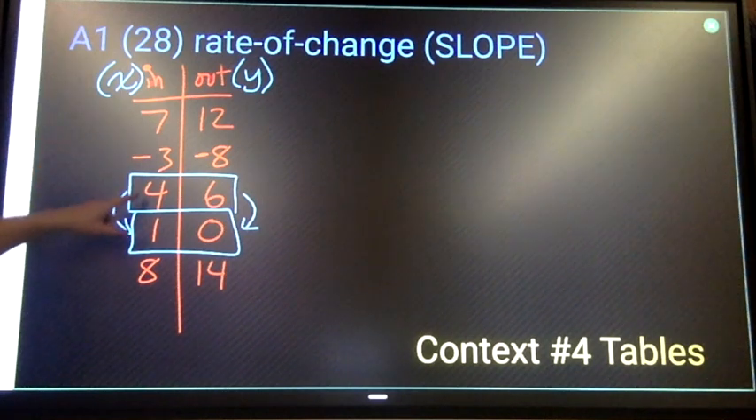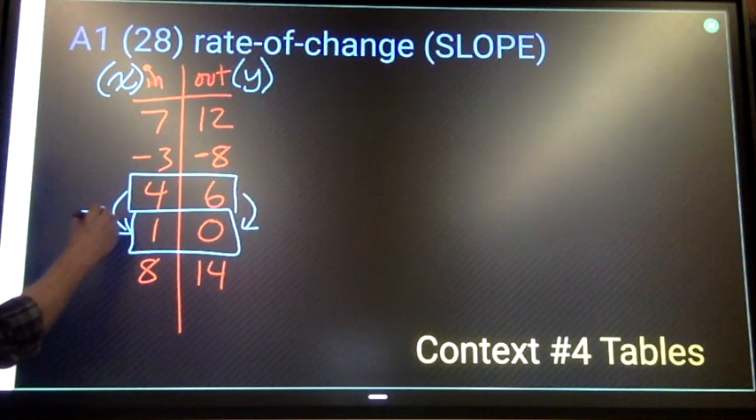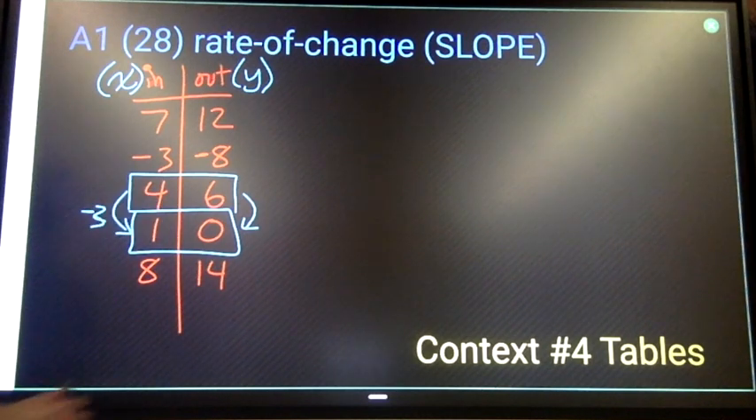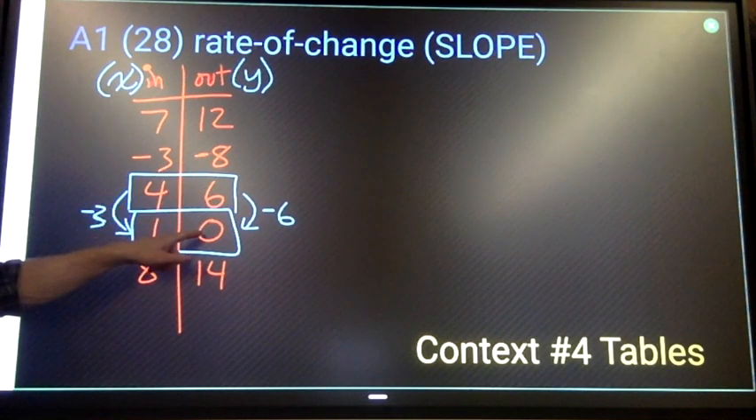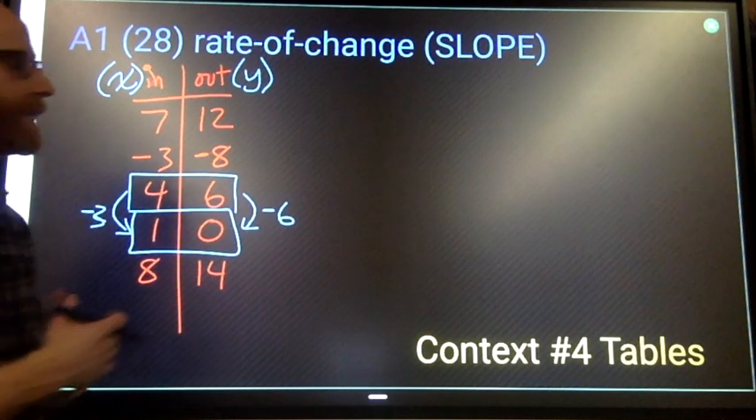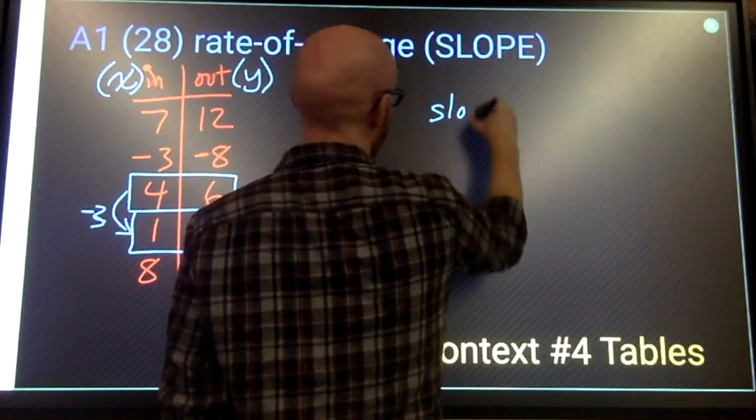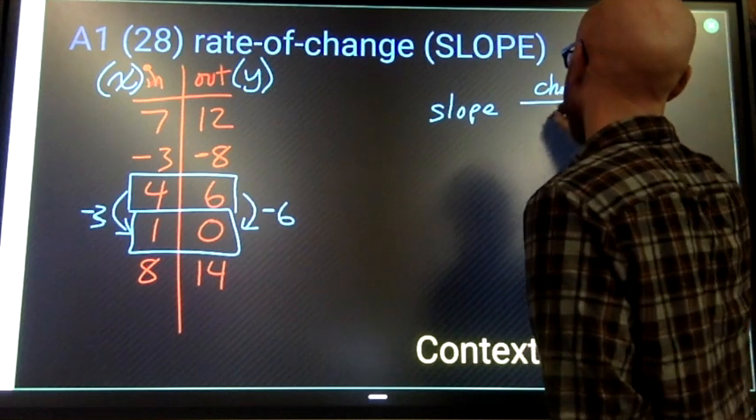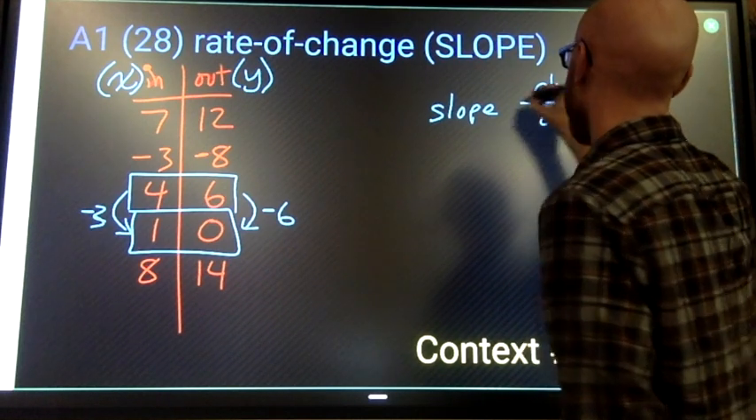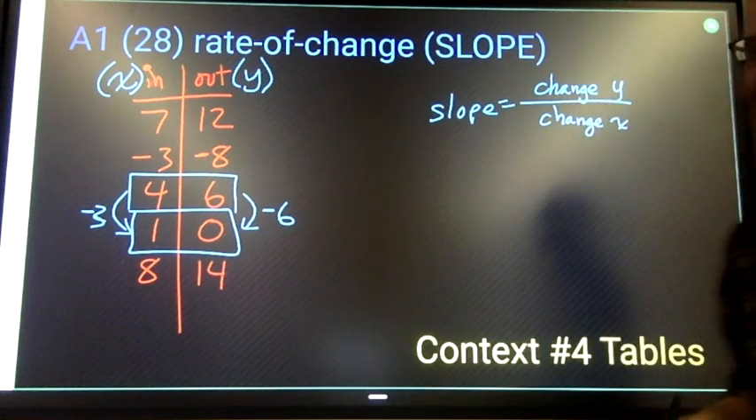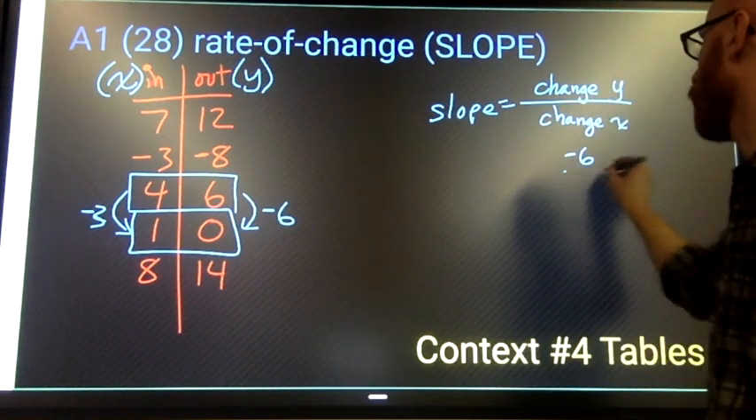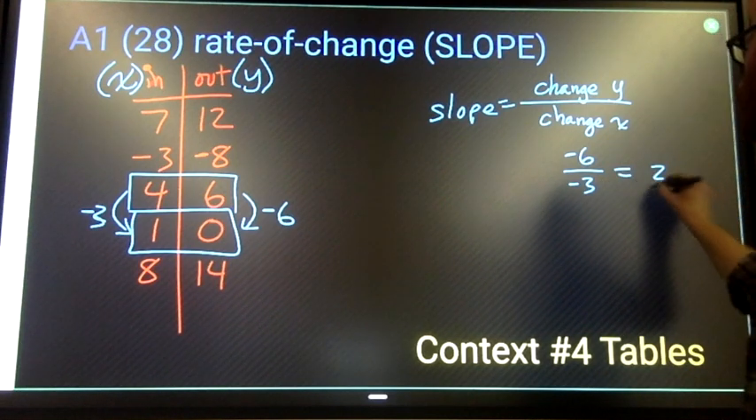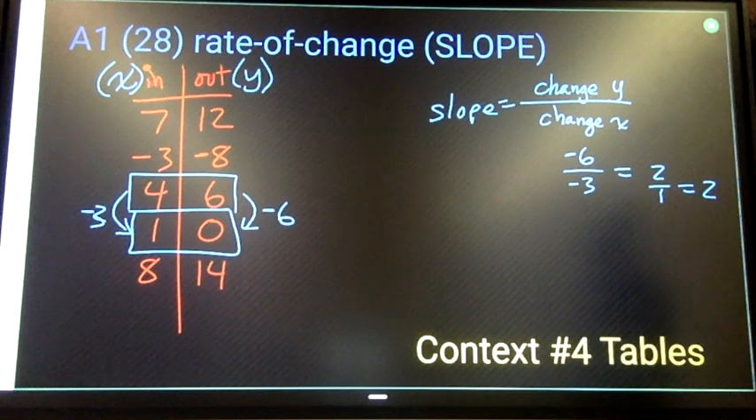So the question is going to be, how are my values changing? Okay, in the x category, I'm going down 3 from 4 to 1. In the y category, I'm going down 6 from 6 to 0. Okay, and then my slope will be change of y divided by change of x. All right, that's another way to think of slope. So it's going to be negative 6 over negative 3, which equals 2 over 1, or just 2. All right, that's my slope there.